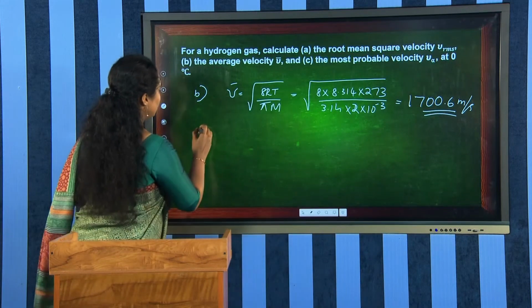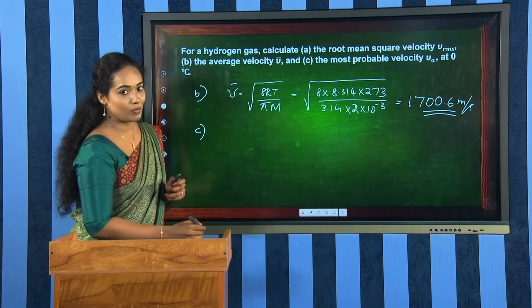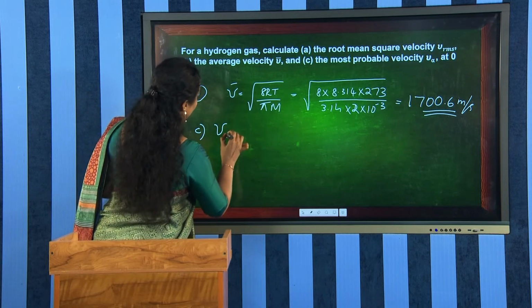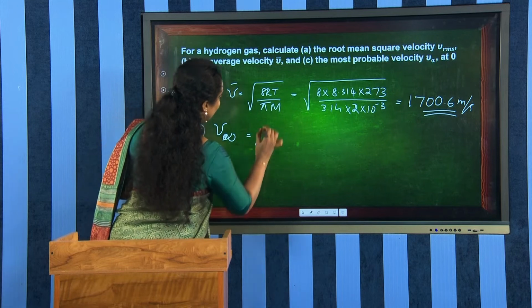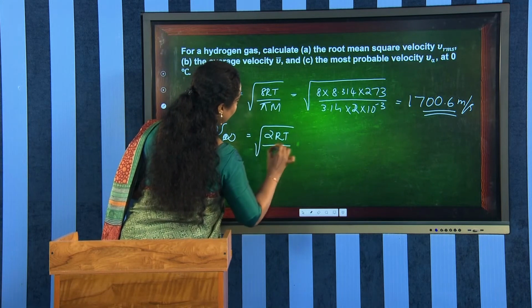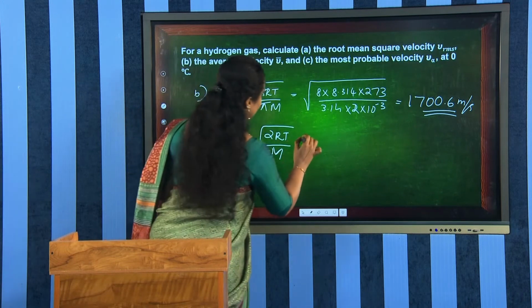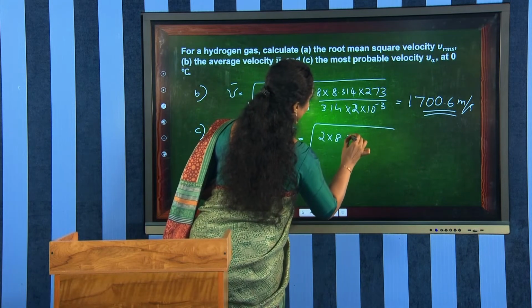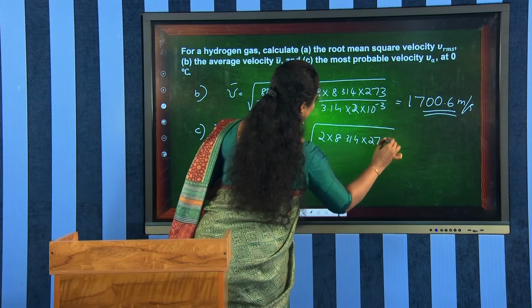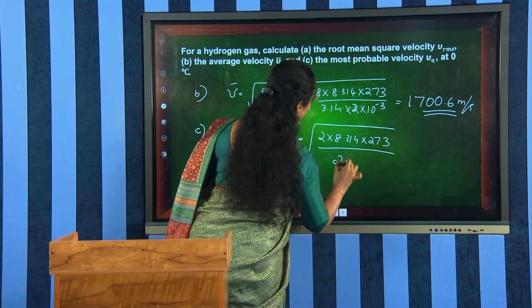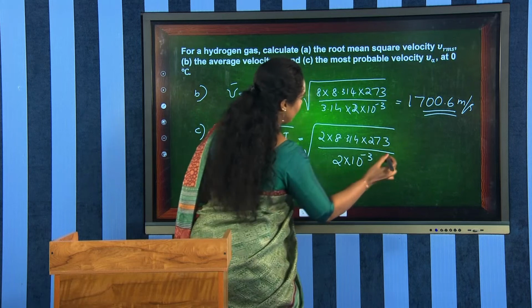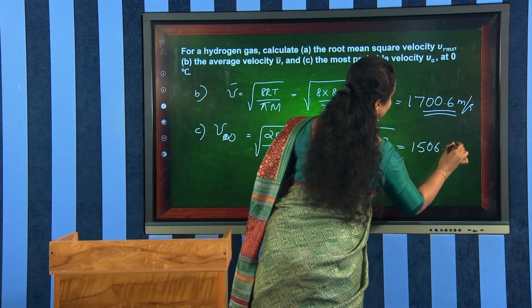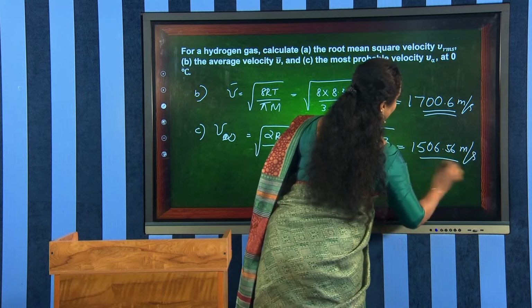Now, the third part is to find the most probable velocity, that is mu alpha, which is equal to root of 2RT by m. Here directly substituting all the values, that is 2 into 8.314 into 273 divided by 2 into 10 raised to minus 3, which is equal to 1506.56 meter per second.